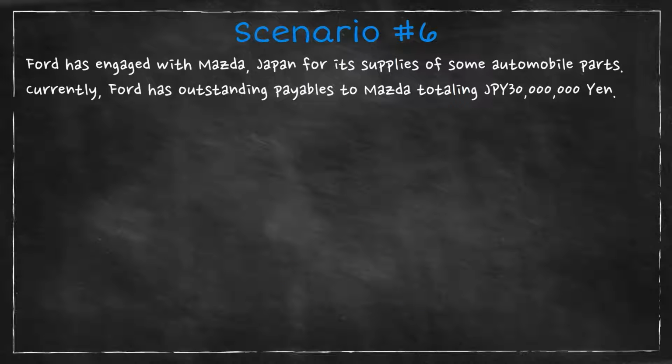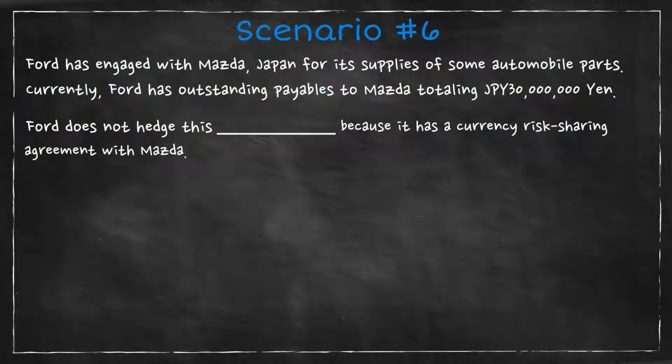Scenario number 6. Ford has engaged with Mazda Japan for its supplies of some automobile parts. Currently, Ford has outstanding payables to Mazda, totaling 30 million yen. Ford does not hedge this exposure because it has a currency risk-sharing agreement with Mazda.